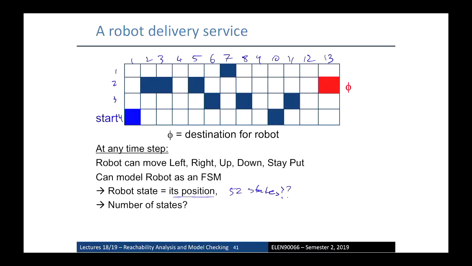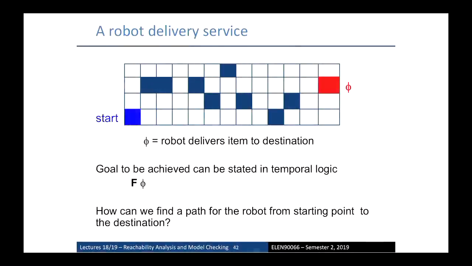Okay, so what's the goal to be achieved? Our good old goal is the F operator, right? Eventually it gets to phi. How long? Who knows? It could be an infinite trace to get there, going round and backwards and forwards, up and down, left and right, all over the place. Very difficult to check. It's a liveness property.